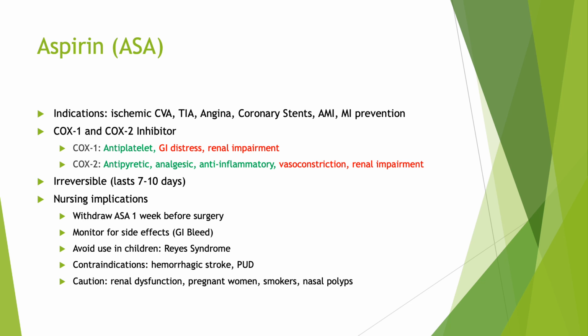So another thing to remember is that aspirin is a pregnancy category D drug. That means that there's evidence that aspirin could pose a risk to the fetus, but in some extreme cases it could be used if the benefits outweigh the risks. But generally aspirin is avoided in pregnancy if at all possible.